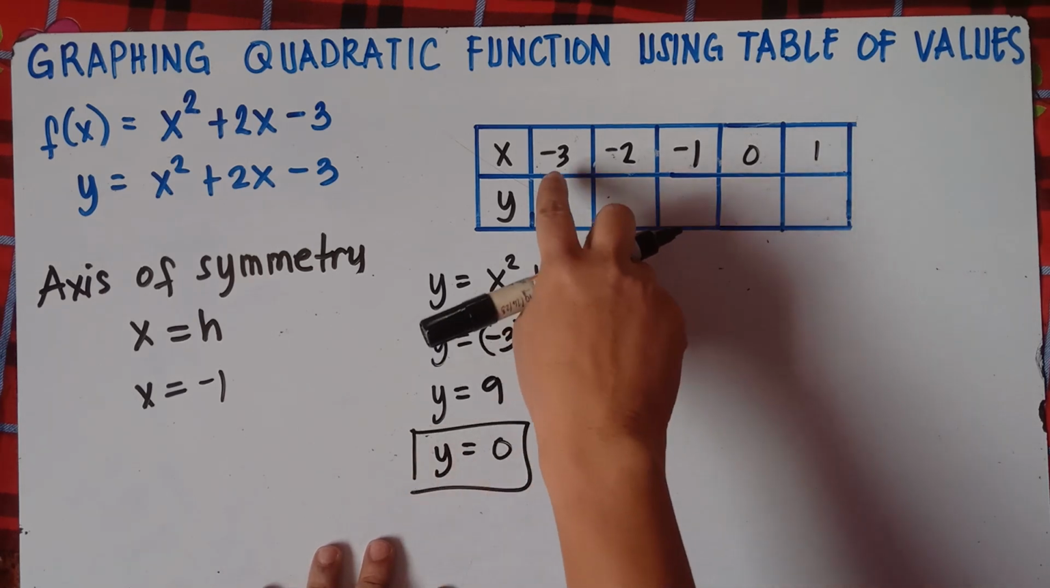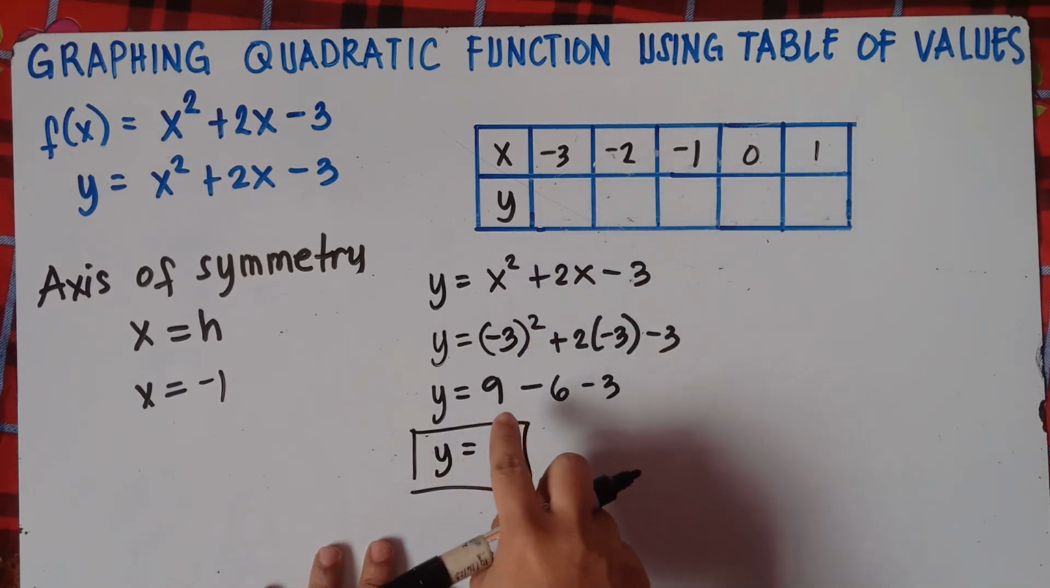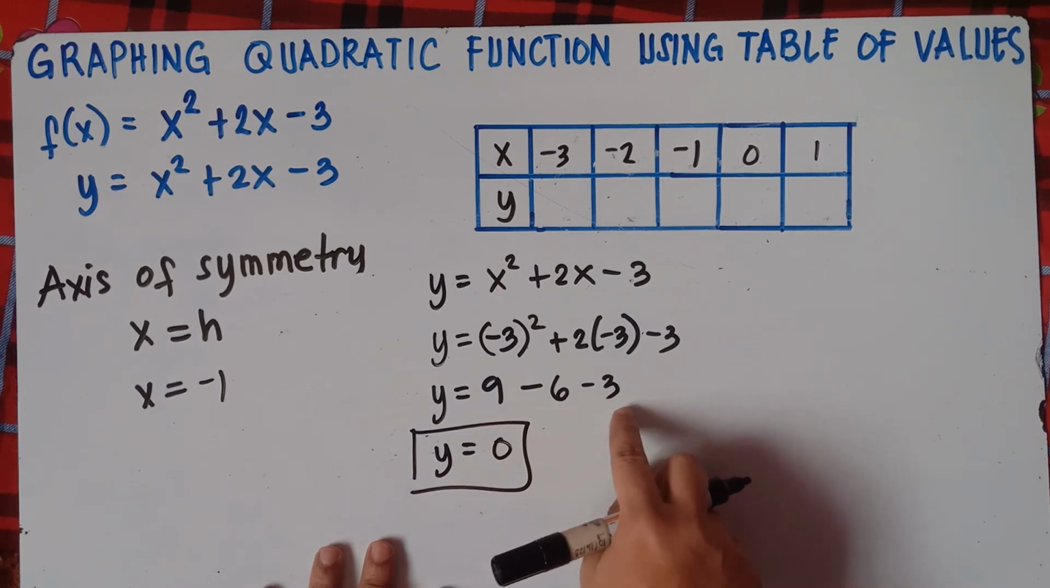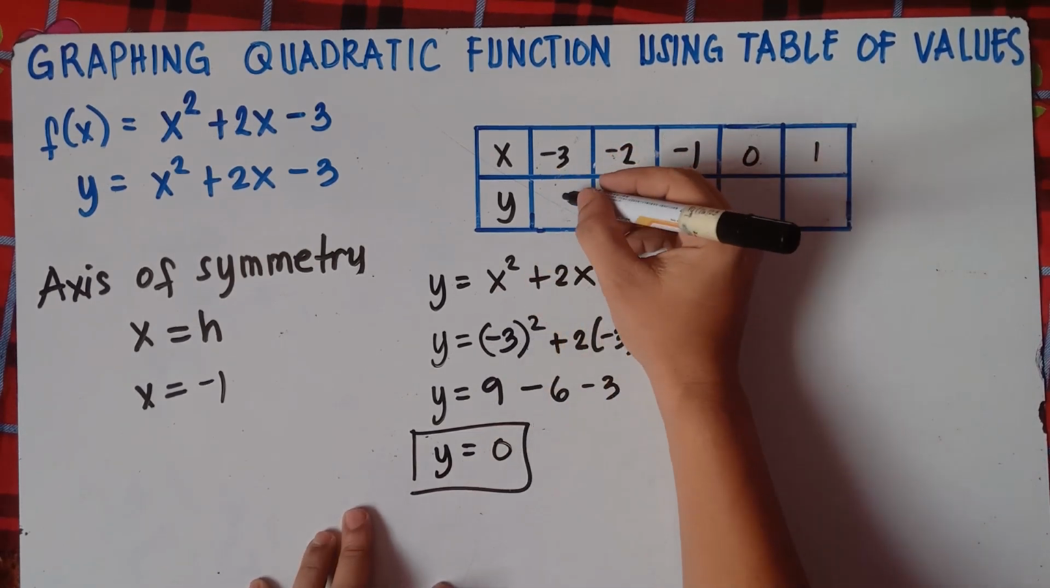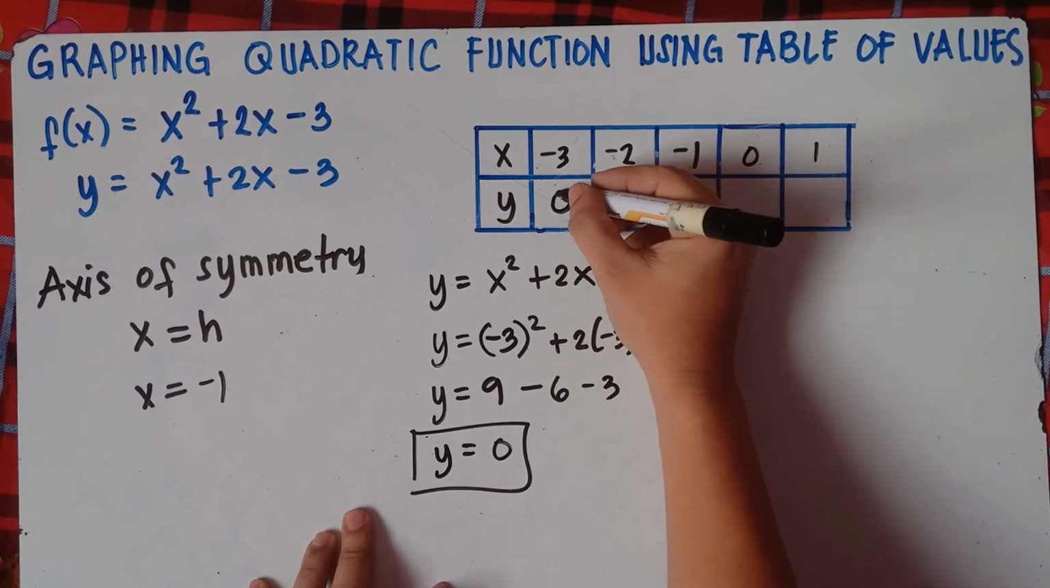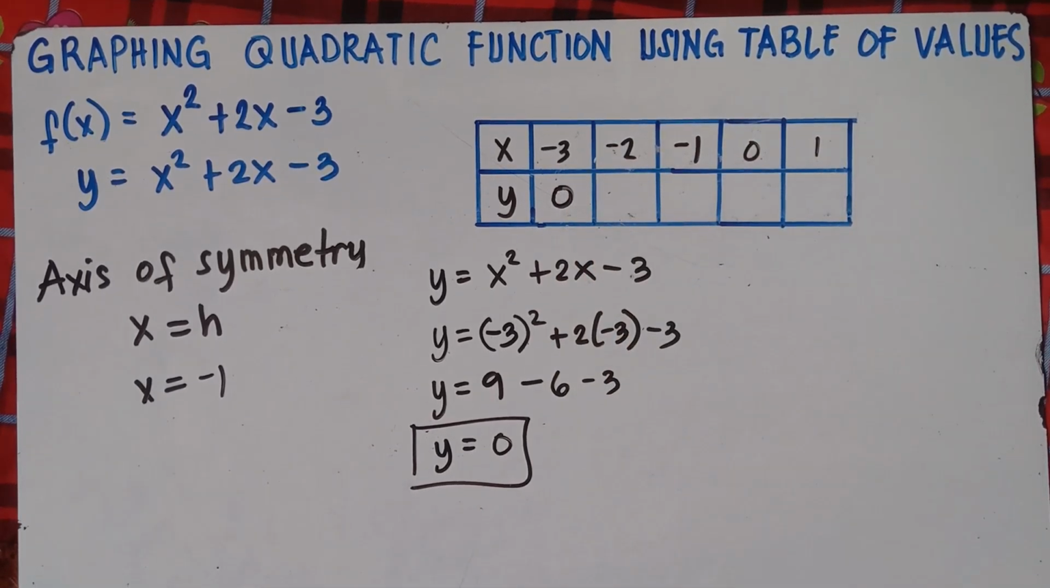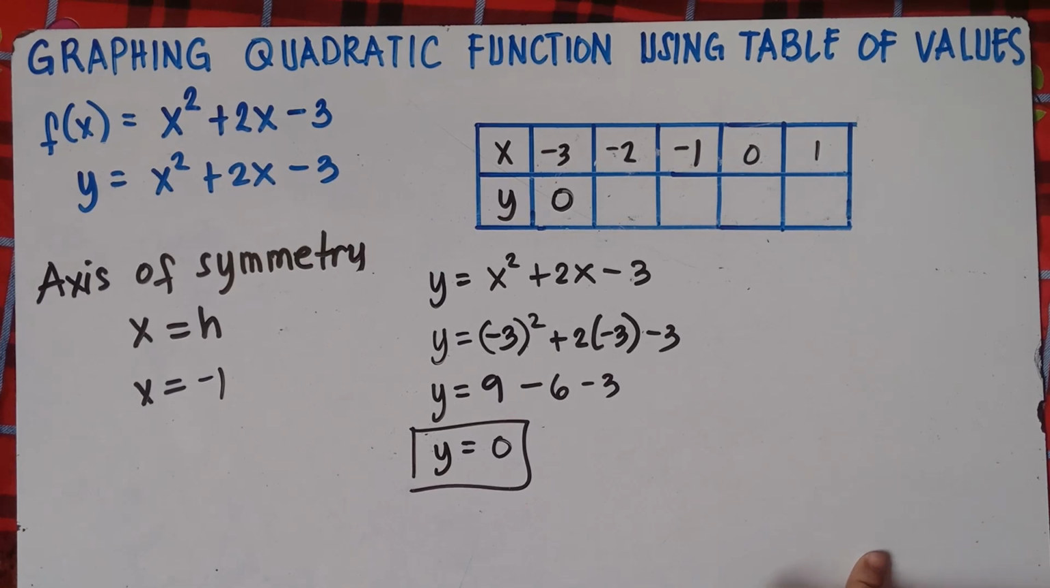So if x is negative 3, y is equal to 0. Once again, class, 9 minus 6 is 3. Minus 3, that is 0. So if x is negative 3, our y value is 0. That's how you find the y value, class. Easy, right? So to find the y values, just simply substitute the value of x to get the y values.